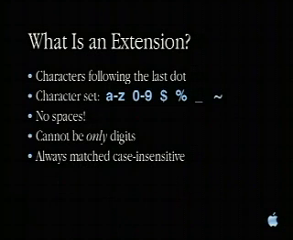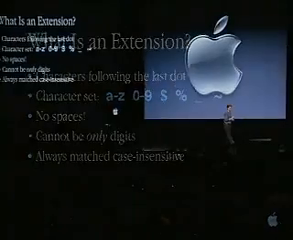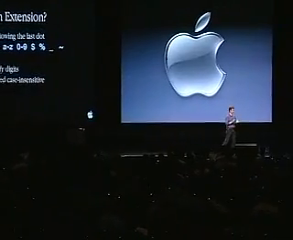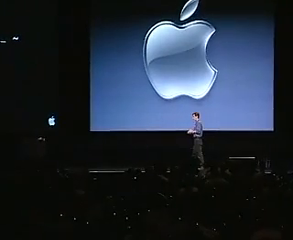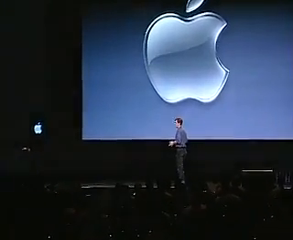So an extension is all the characters following the last dot. The character set is A through Z, 0 to 9, $, %, underscore, and tilde. Notice there's no spaces allowed in extensions. And there's one more restriction. Although digits are allowed, if the extension is all numbers, then it's not seen as a valid extension, so it's ignored as an extension by the system.